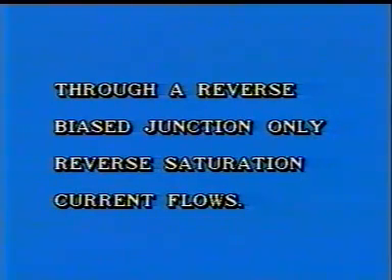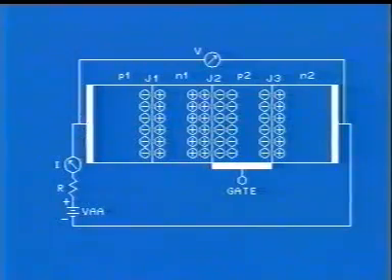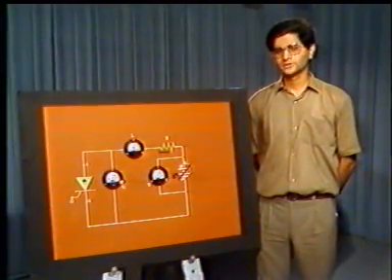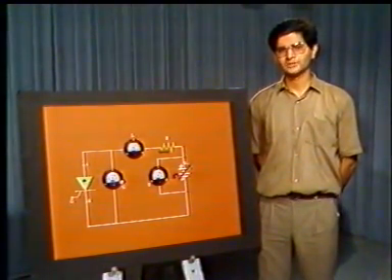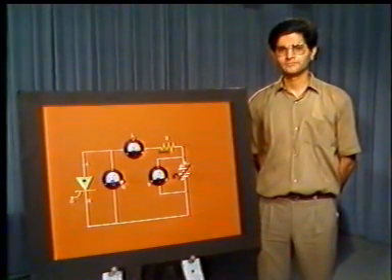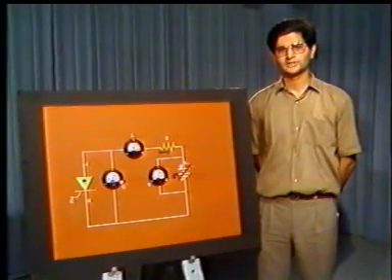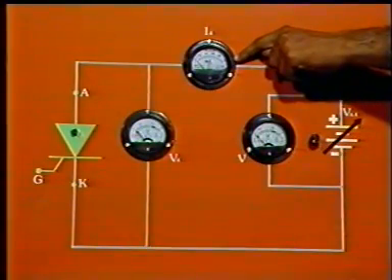Actually, through a reverse bias junction, only reverse saturation current flows. It was this reverse saturation current that was flowing through the device. It was of course very small, a few microamperes only. So far, the current flowing through the SCR was of the order of a few microamperes only. Therefore, we had used a microammeter to measure the current flowing through it. But as we would see later, several milliamperes of current can flow through the SCR. Therefore, we have replaced the microammeter with a milliammeter.